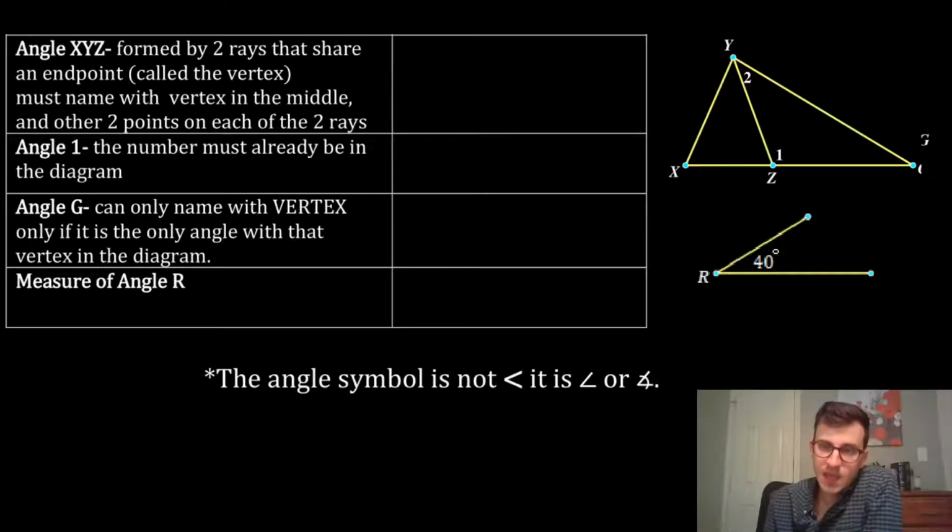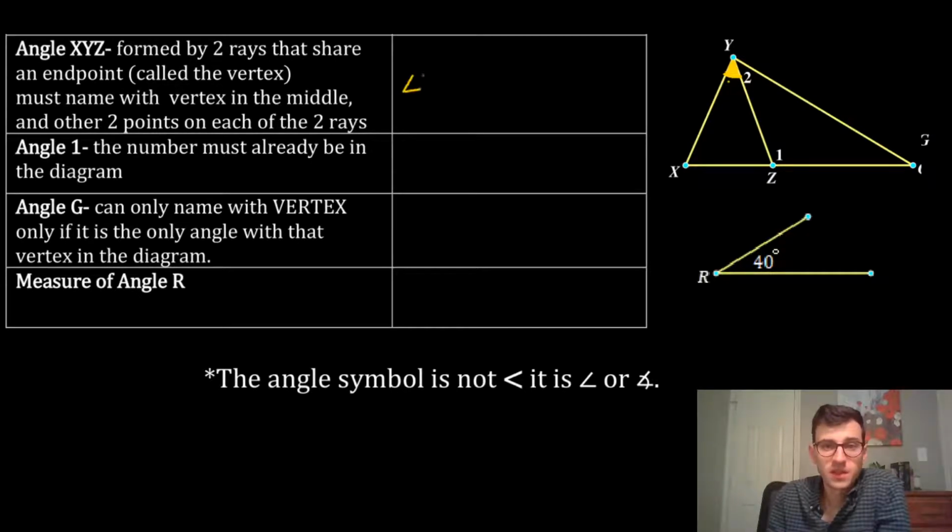Example: XYZ. This is angle XYZ right here. It's right there. That's angle XYZ. Really make sure we know what we're talking about here, right? That's the angle. So we could write that in two ways.